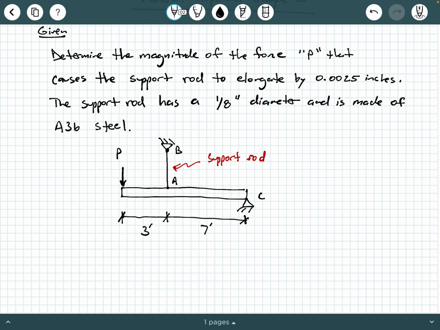Now, what's a little challenging about this particular example is that in order to solve for what we need, we're going to have to apply some knowledge from statics. So this is going to be statics blended in with mechanics of materials and material properties, all right? So let's see how we're going to tackle this.